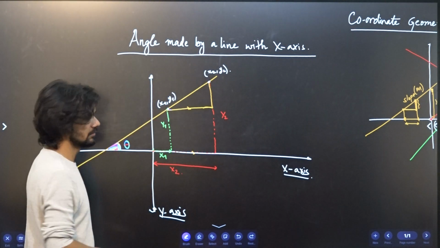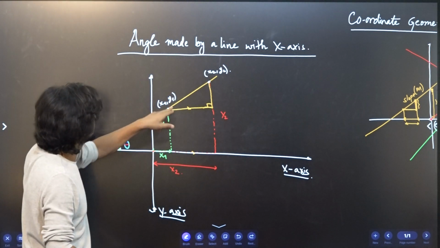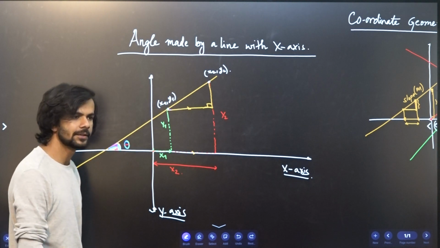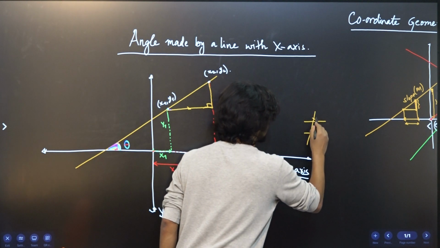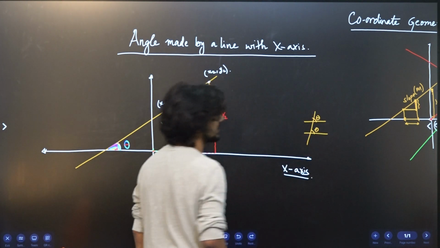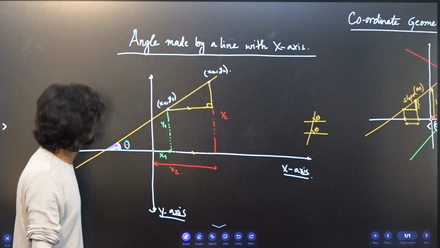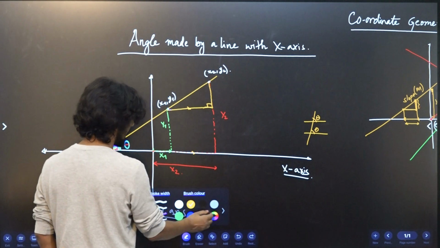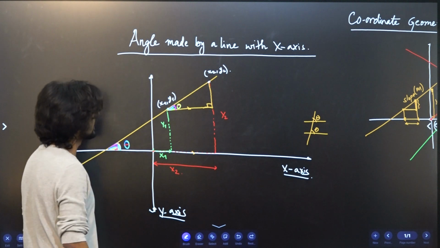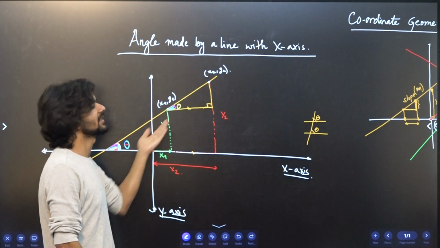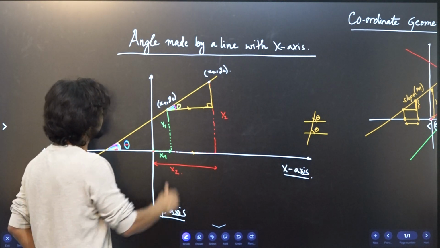These 2 lines are parallel. This is a right angle triangle. We know this property: when we have 2 parallel lines, and a line that cuts them, if this is theta, this is also theta. They are corresponding angles. So I'm going to write this also as theta. If I find this theta, this theta is also the same.